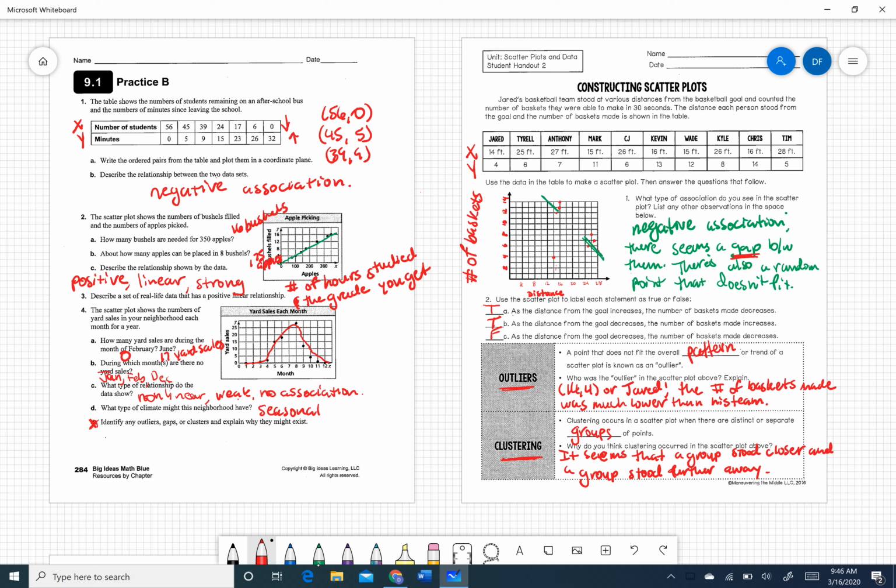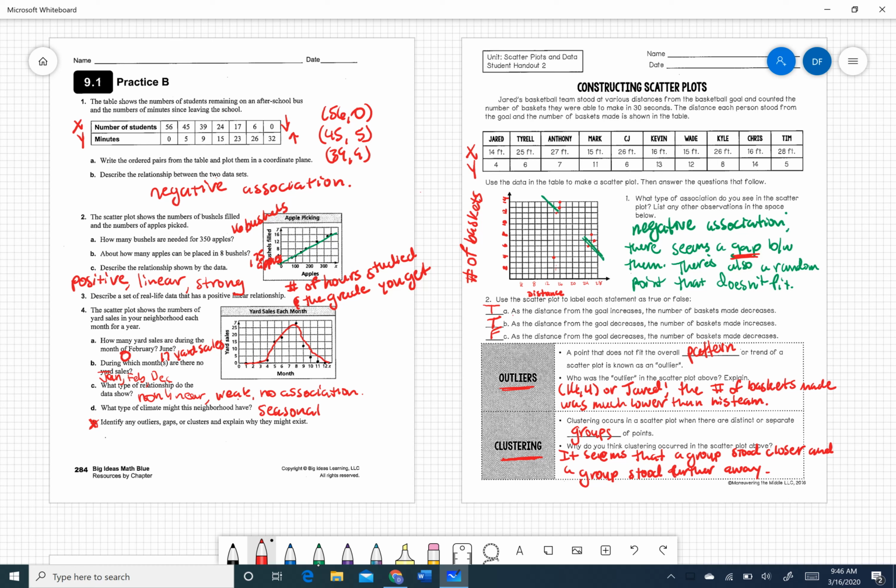So we have this group up here that had a shorter distance, all around the same place, and they made about the same amount of baskets. And then we have this group over here that stood pretty much around the same, between 25 and 28 feet, and made pretty much the same number of baskets as well. So we have these clusters, which are just groups of points, and then we have these outliers, which are just a point or points that don't fit the overall pattern or trend.